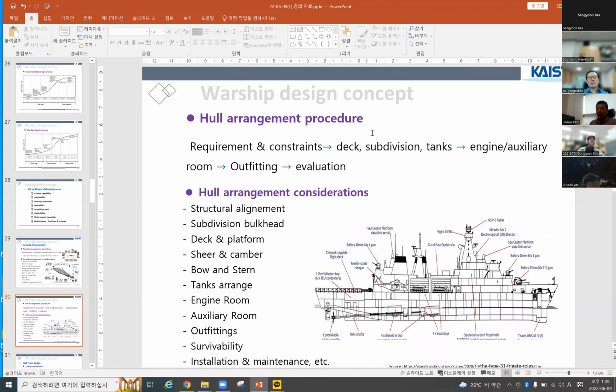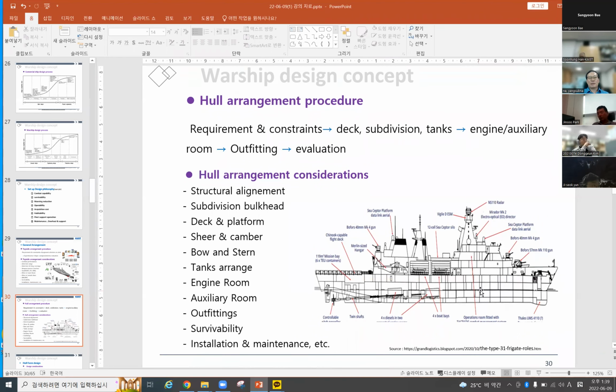The hull arrangement procedure also has requirements and constraints: stairs and decks, subdivision and tanks, engine and auxiliary rooms, and many outfittings and elevations. For that, many considerations are needed, including structural arrangement, installation and management. So the hull arrangement is also very complicated.